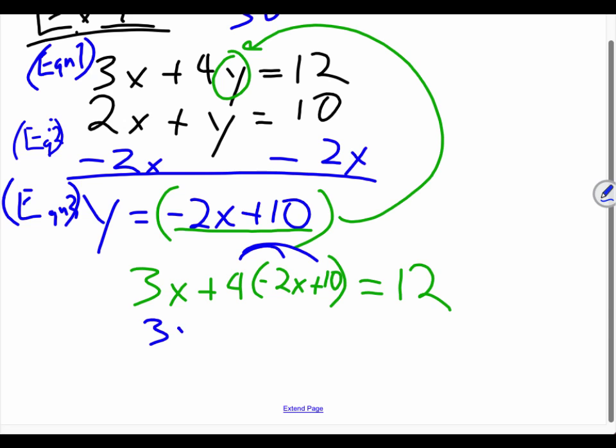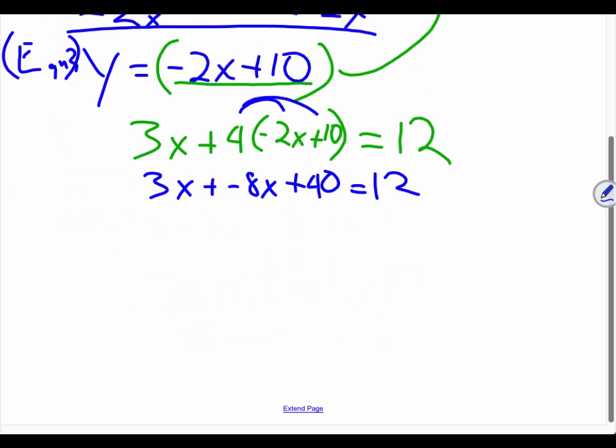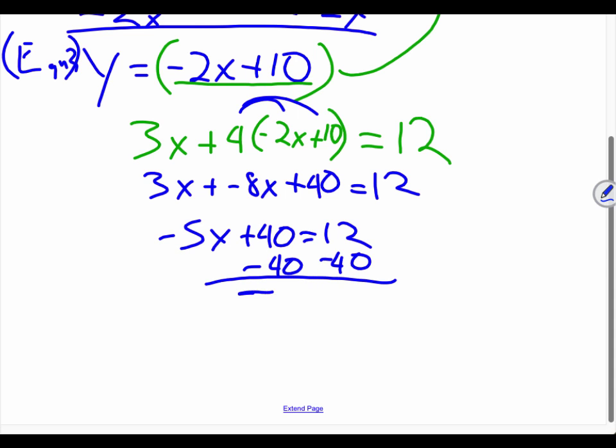Distribute the 4 through, so I've got 3x plus negative 8x plus 40 is equal to 12. Combine like terms, I get negative 5x plus 40 equals 12. Subtract 40 from both sides, and I get negative 5x is equal to negative 28. Oh, that's weird. That's not good. That's a mean equation. Did I make a mistake somewhere? No, I got the same thing.